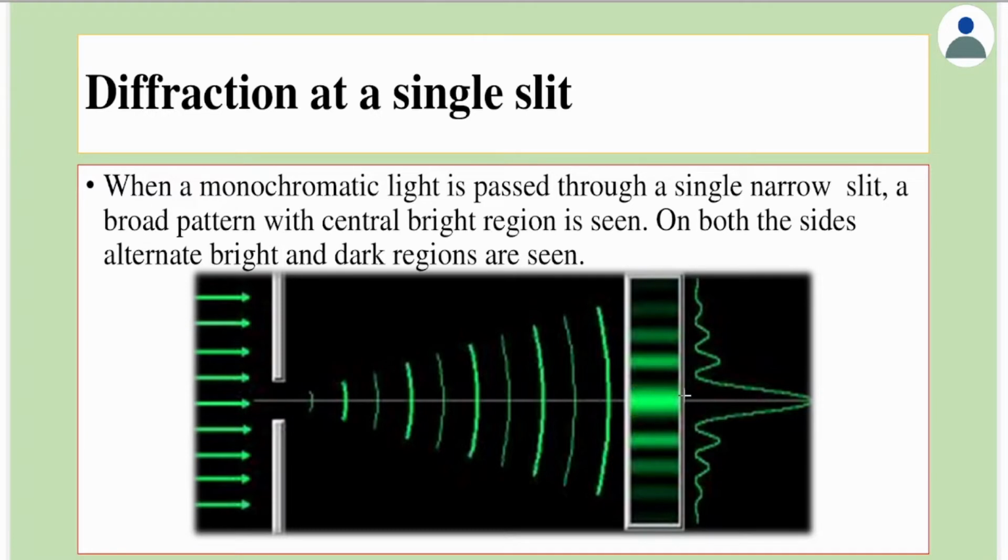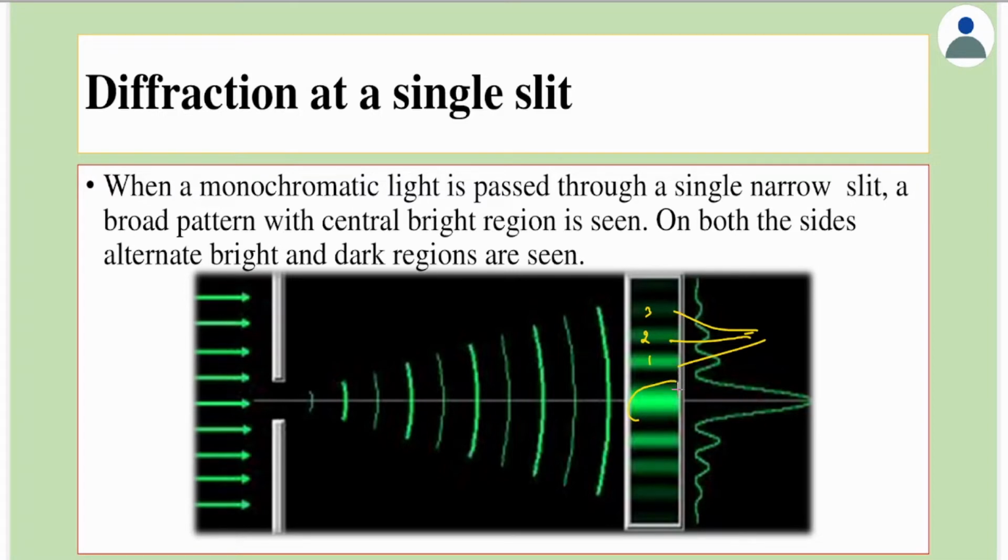These regions are called secondary maxima. This is called the first secondary maximum. This is called the second secondary maximum. This is called the third secondary maximum. We have a central maximum, and secondary maxima.